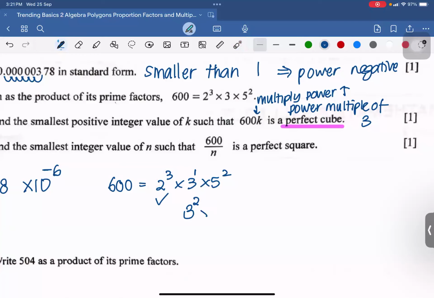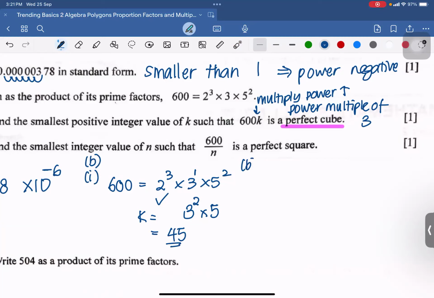Then next one, 5, if there are only 2 persons, I need 3 people to form a group. So I multiply by 5 to the power 1. 1 more 5. So what is the number k? k is 3 squared, 9, times 5, 45. Answer. Okay, so this is for part 1.